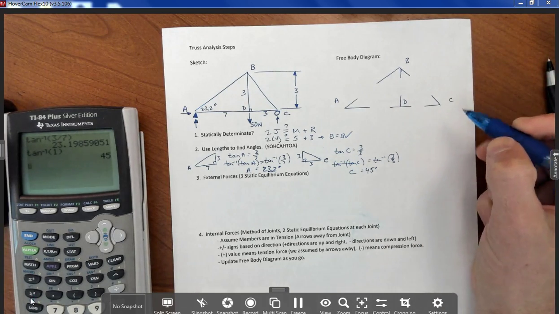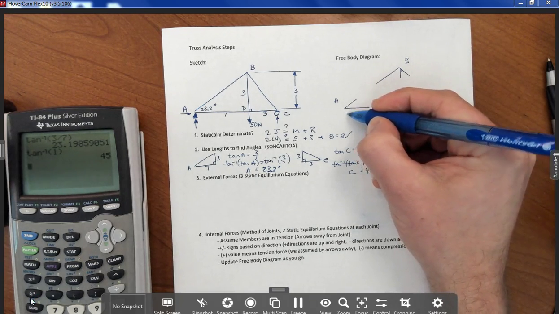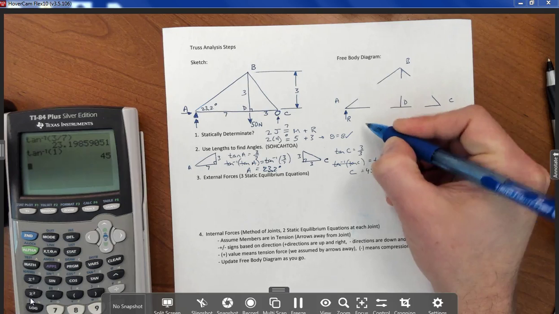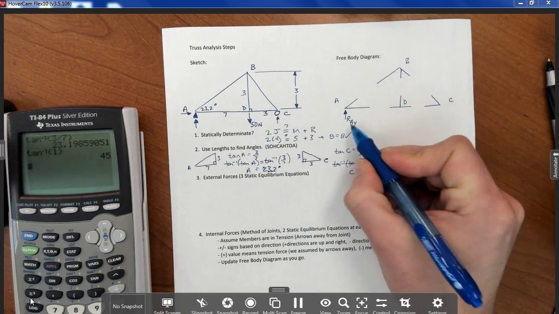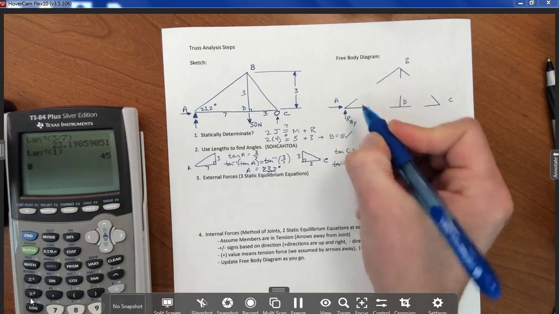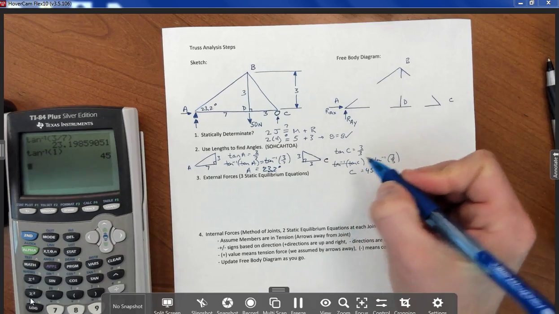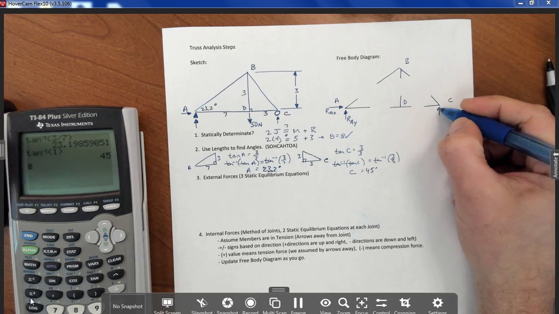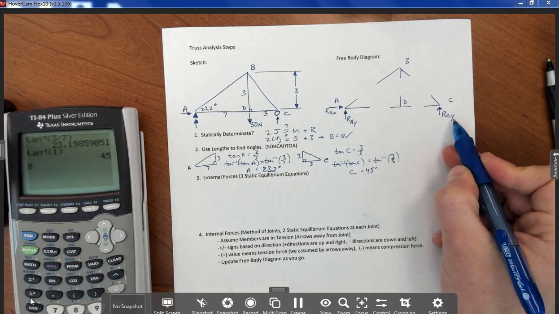I got member BC. Okay, and now I'm going to go ahead and put in my reaction forces and label them. So because that's a pin support, I have a reaction force at A. So I'm going to put R for reaction force, subscript A, and then a subscript Y as well. So reaction force at A in the Y direction. I also have the horizontal reaction force because of that pin support. So we're going to call that one reaction force at A in the X direction. Over here at C, we have a reaction force only in the Y direction. So reaction force at C in the Y direction.